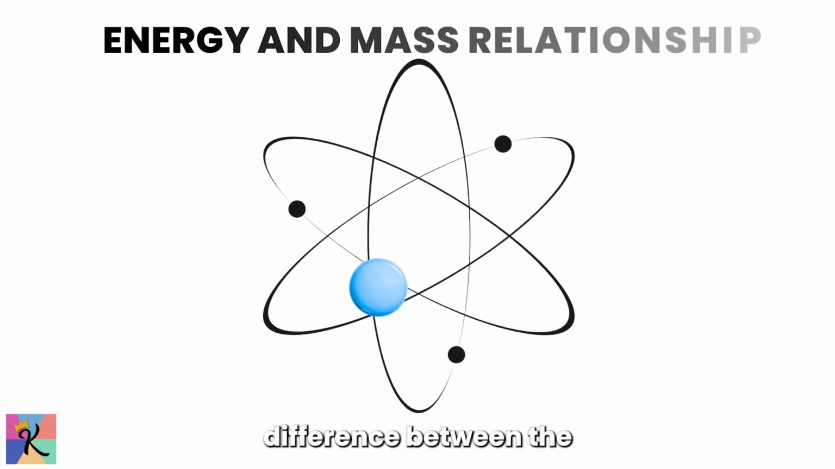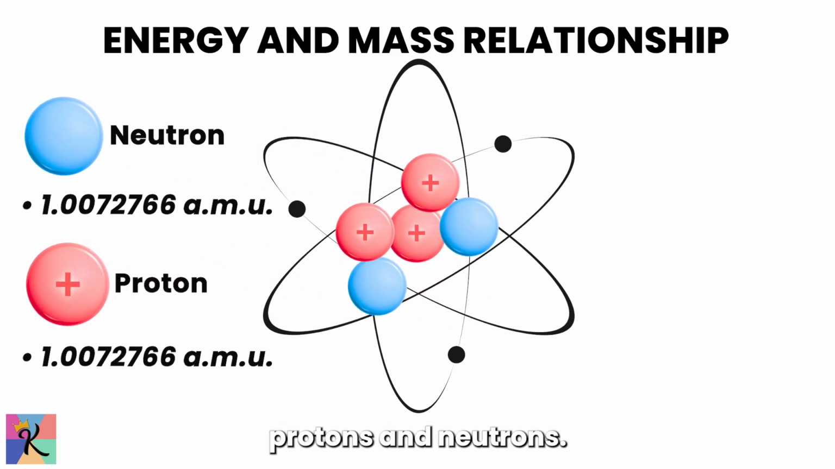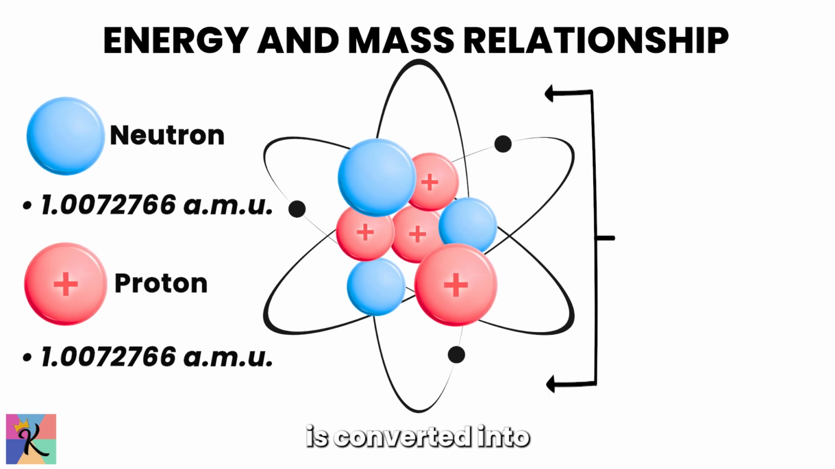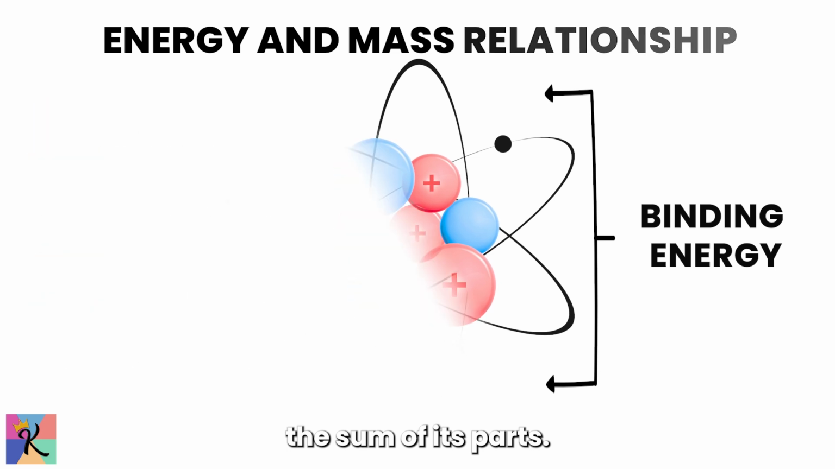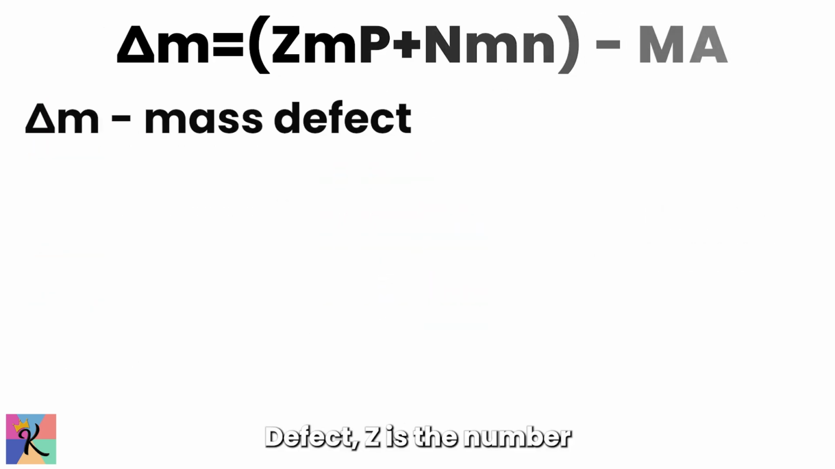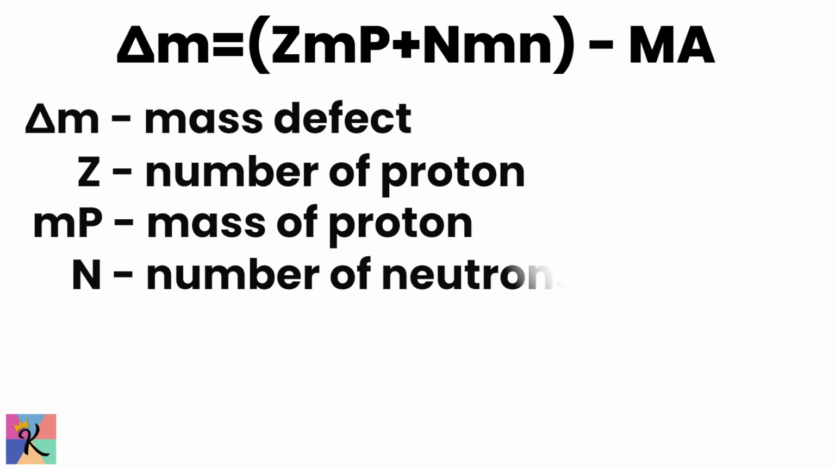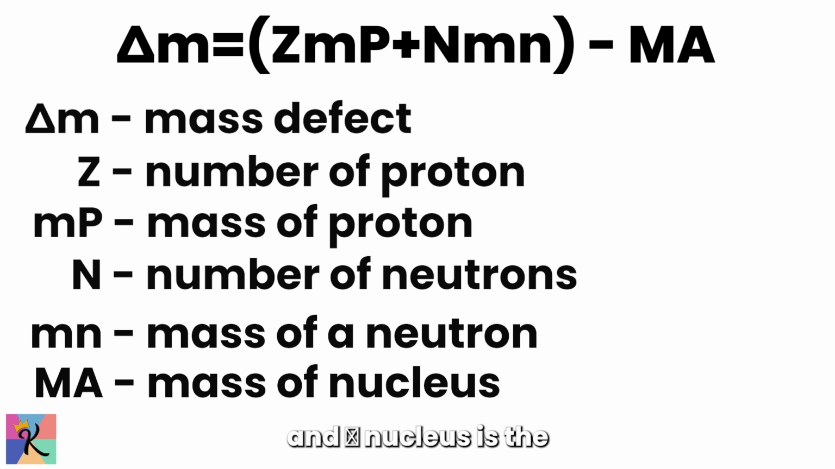Mass defect is the difference between the mass of a nucleus and the sum of the masses of its individual protons and neutrons. When a nucleus forms from protons and neutrons, some mass is converted into binding energy, which is why the nucleus's mass is less than the sum of its parts. Here, delta M is the mass defect, Z is the number of protons, Mp is the mass of a proton, N is the number of neutrons, Mn is the mass of a neutron, and M nucleus is the mass of the nucleus. It's important to note that this equation is likely not to be tested on the MCAT, and if it is, it will be provided to you.